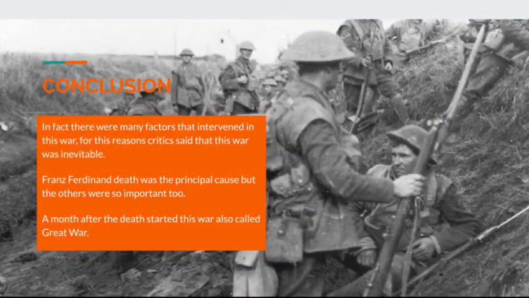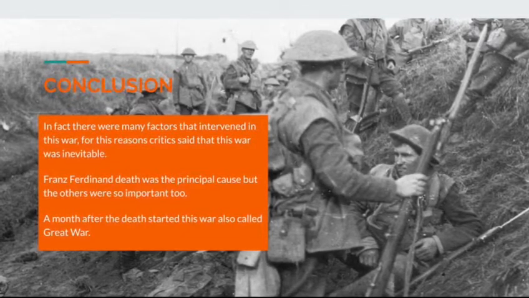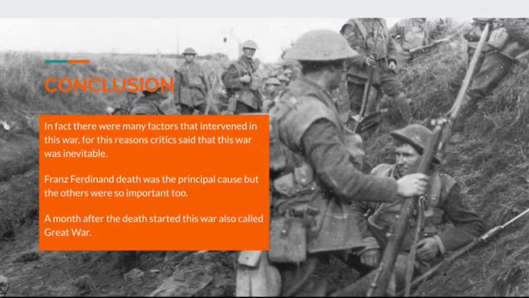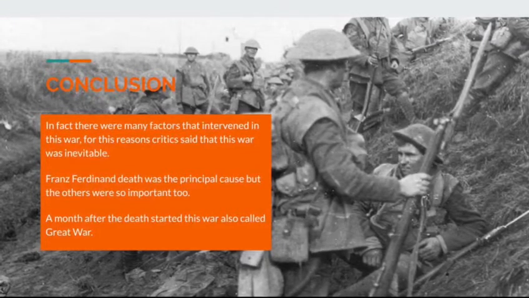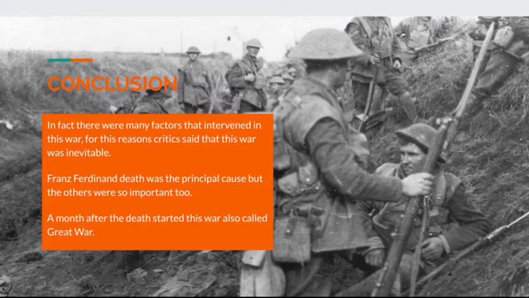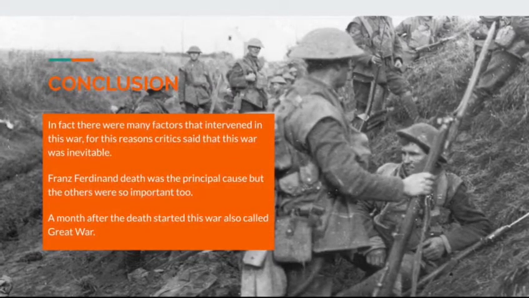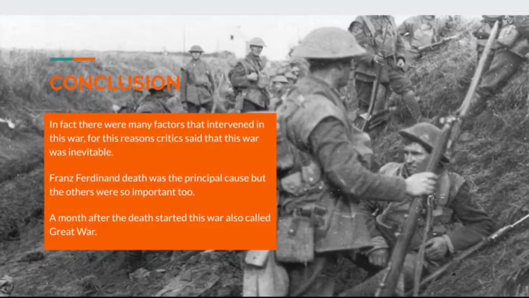Conclusion of the causes of World War I. In fact, there were many factors that intervened in this war. For this reason, critics said that this war was inevitable. Franz Ferdinand's death was the principal cause, but the others were important too. A month after the death, this war started, also called the Great War.